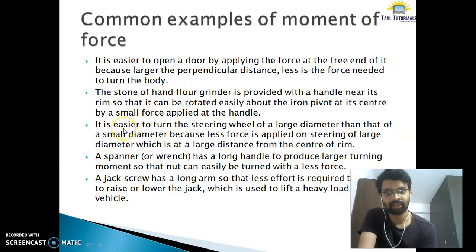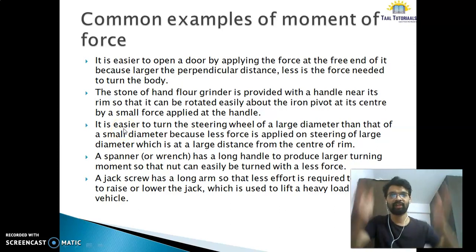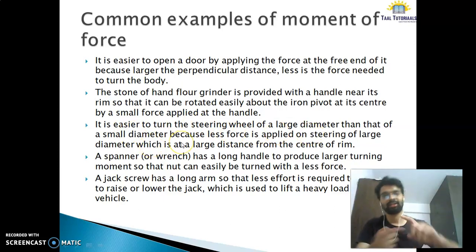Another example. We always see that bigger things like trucks and buses have a large diameter steering wheel. Why? Because less force is needed on a steering wheel of large diameter, as it is at a large distance from the center of the rim.